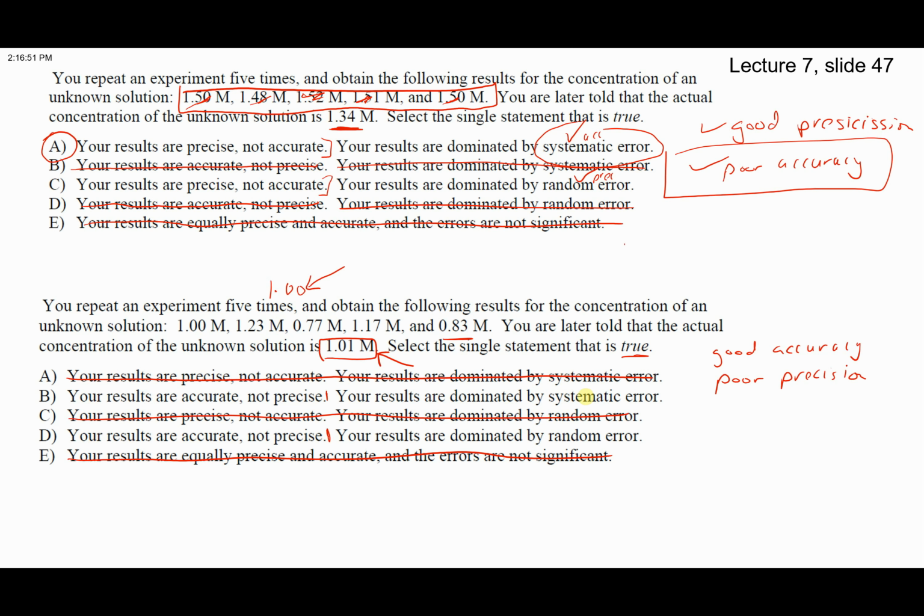Your results are dominated by systematic error. So systematic error means accuracy. Your results are dominated by random error. This is precision. Where is our error? Our error is in precision, so we are dominated by random error. So our answer for this is D.